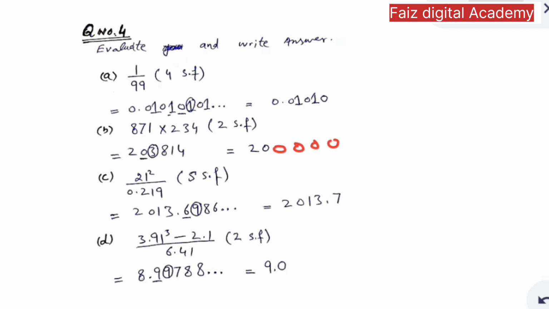In C part, we have to take the square of 21 and then divide it by 0.219 and then write the answer up to 5 significant figures. First of all, we have solved it and then determine the fifth significant number. So that is 1, 2, 3, 4 and 5. So 6 is decided on the basis of the next number, that was 9, so it will become 7. So 2013.7. In D part, again we have to solve and write the answer up to two significant figures, like we have solved the other parts above.